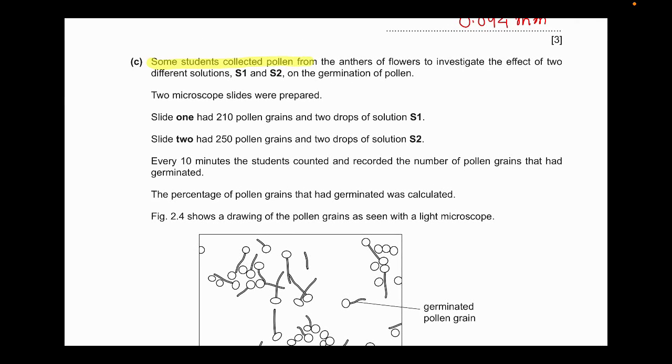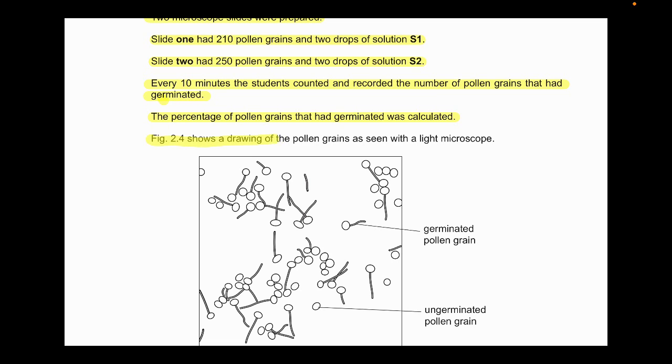Some students collected pollen from the anthers of flowers to investigate the effect of two different solutions, S1 and S2, on the germinating pollen. Two microscope slides were prepared. Slide 1 had 210 pollen and 2 drops of solution S1. Slide 2 had 250 pollen and 2 drops of solution S2. Every 10 minutes, the student counted and recorded the number of pollen grains that had germinated. The percentage of pollen grains that had germinated was calculated.